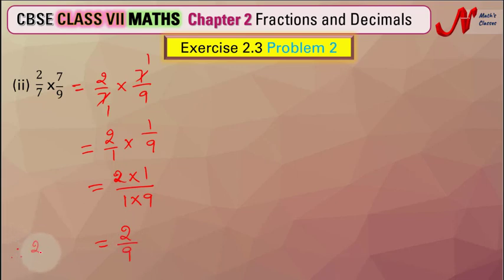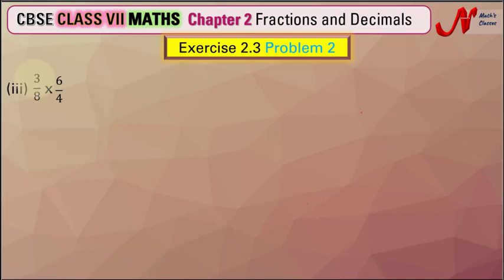Therefore we can write 2 by 7 into 7 by 9 is equal to 2 by 9. Now we solve the third bit of second problem.